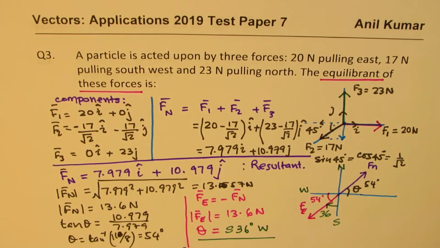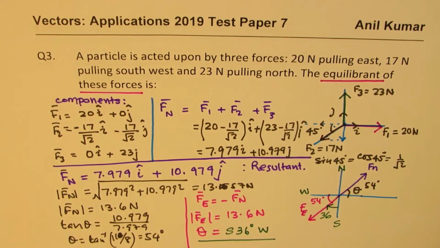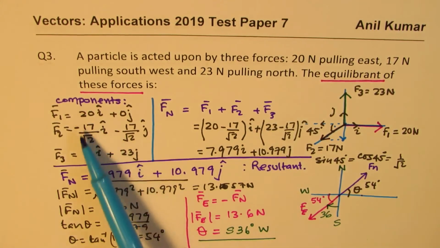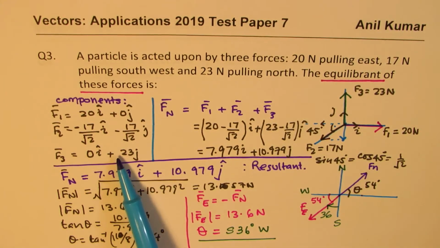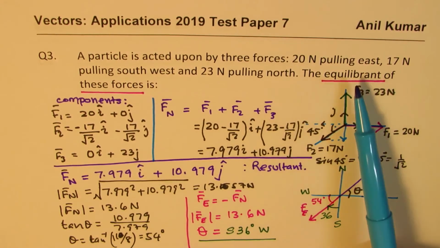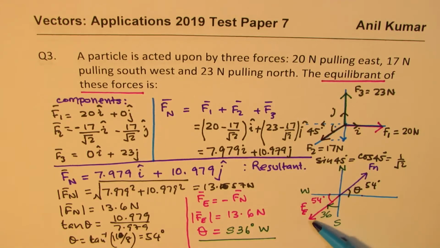Is that clear? Perfect. So I hope the solution is absolutely clear. Whenever you're working with more than two forces, it is always a good idea to write them in component forms as we did. Adding and subtracting components is very simple. Get the resultant and then find the magnitude and direction. If you need to write the equilibrant force, then it is always acting in the reverse direction. Note that, and clearly work out the angles again and then write your answer as we did here.